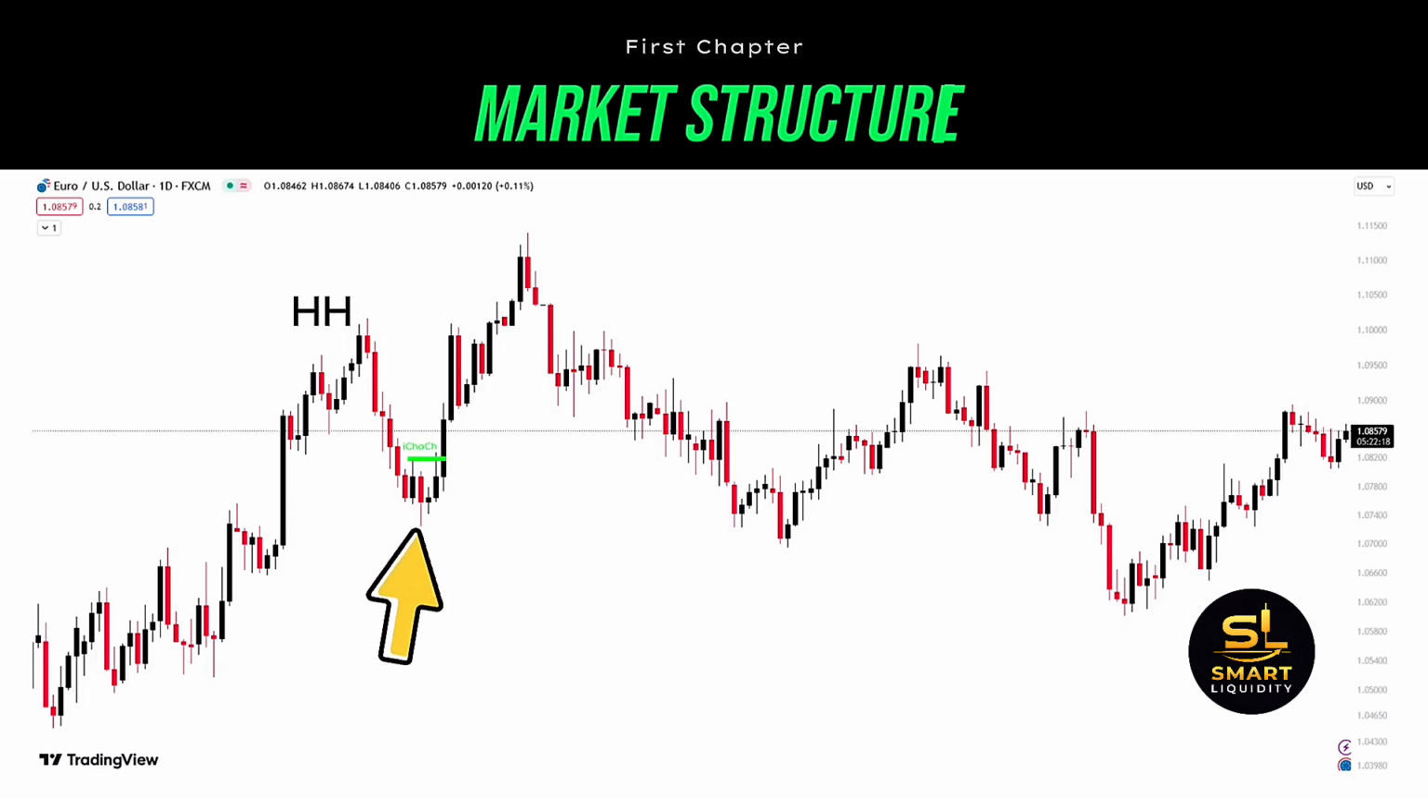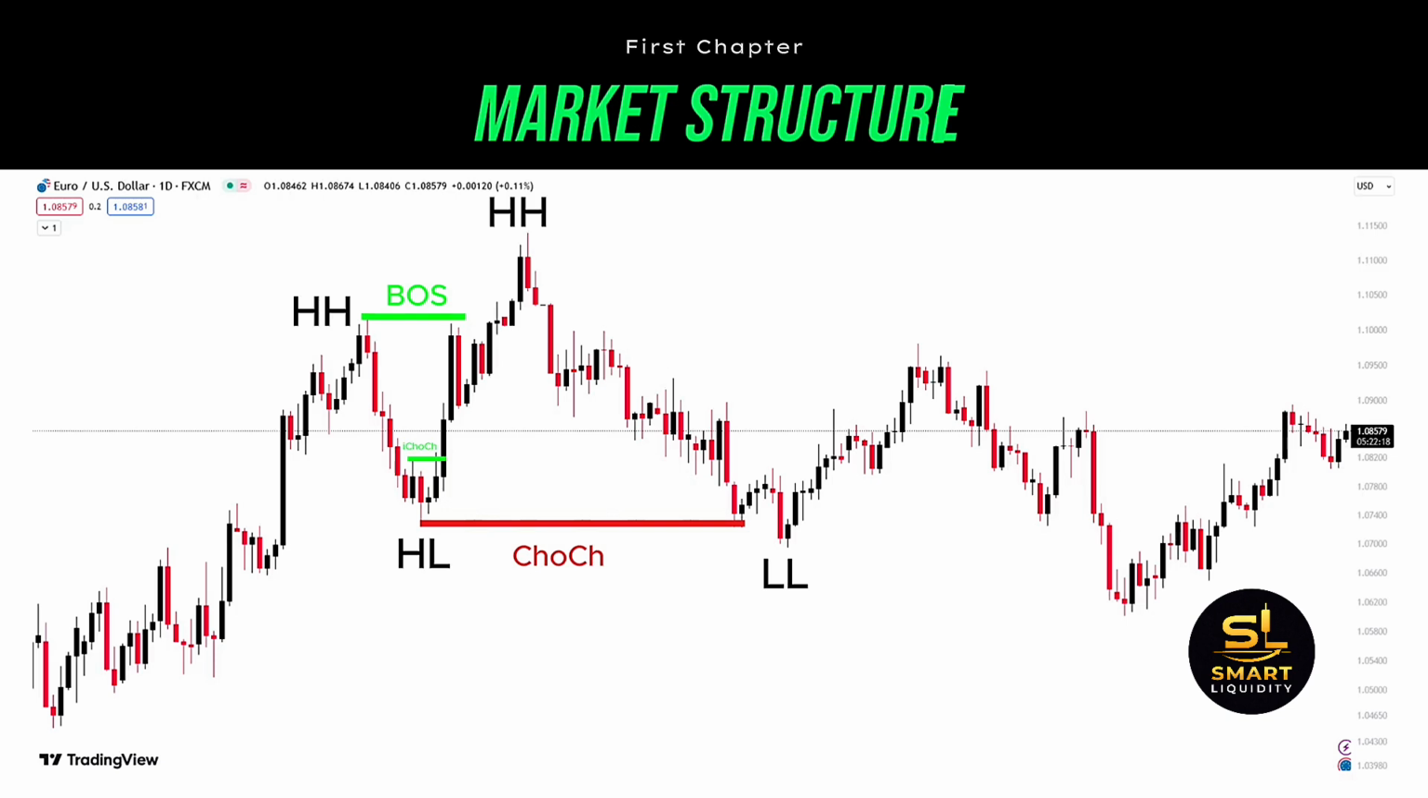This structure marks the end of the pullback and validates the formation of the high time frame higher low. This shifts the low time frame structure and aligns the price with the high time frame by going up, breaking the last high time frame higher high, and creating another high time frame higher high. Then we have another pullback, but it breaks the last higher low, which marks a new high time frame lower low, and this is a high time frame change of character.